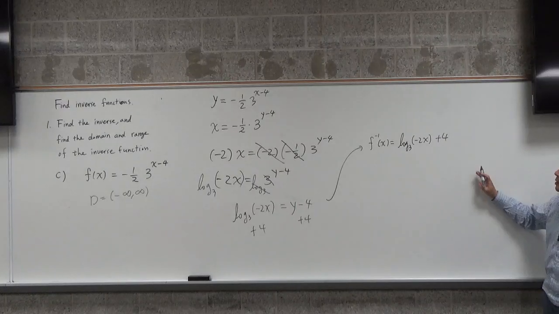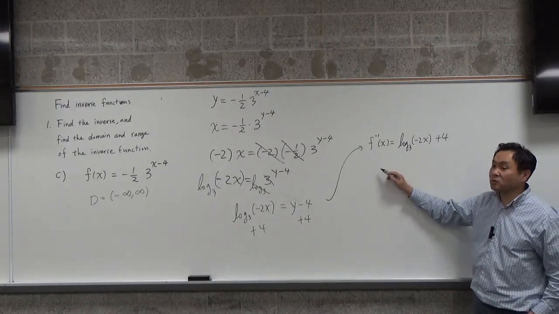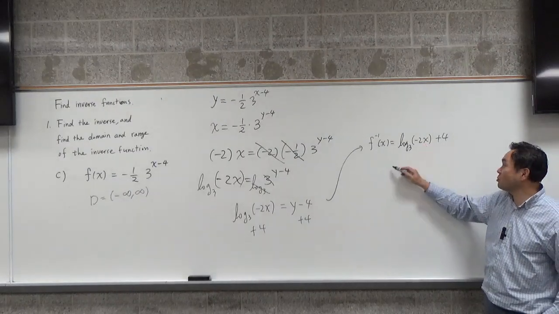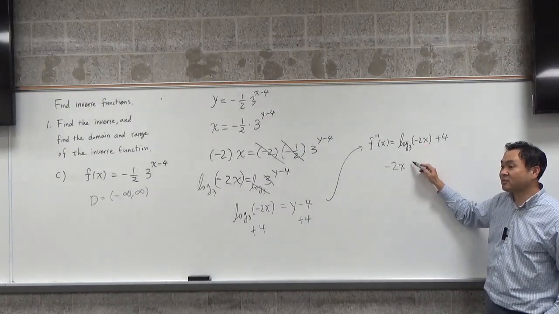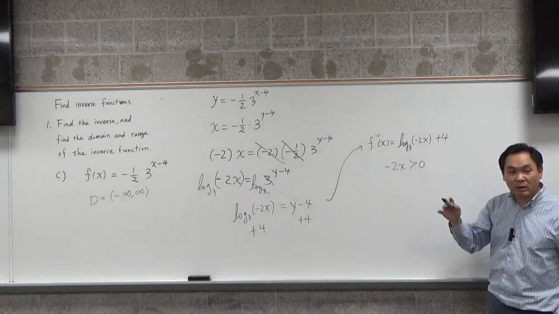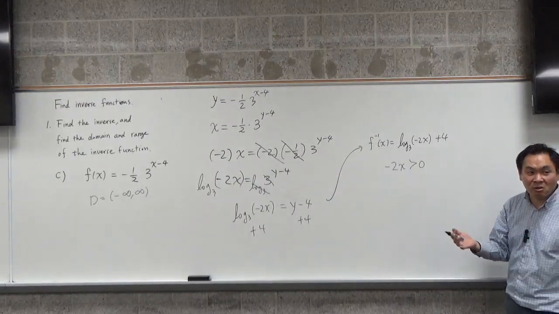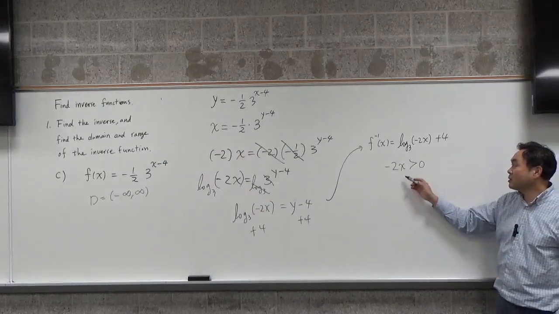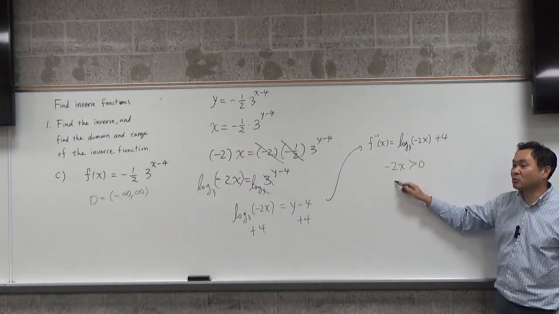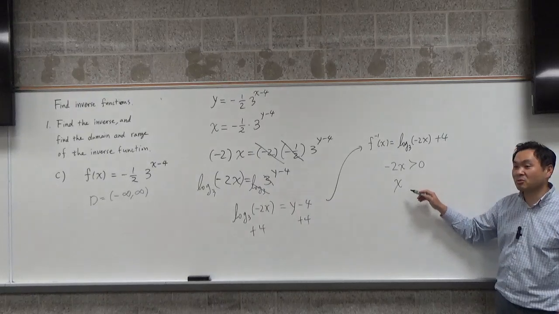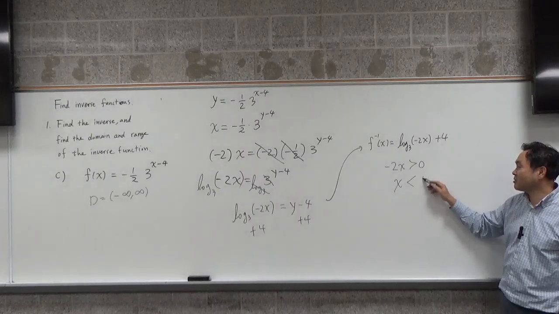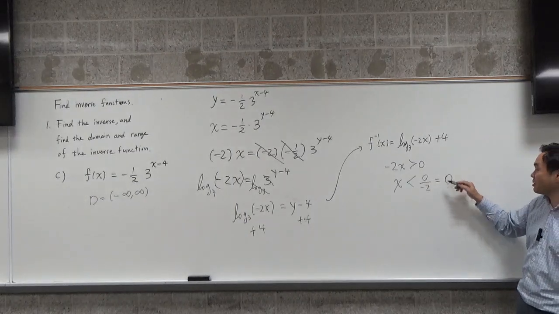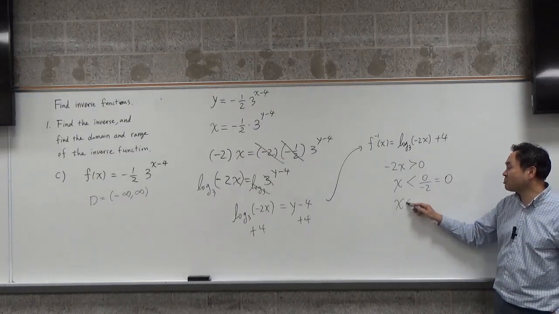All right. What's the domain? How do you find the domain? Take whatever is inside the log. What do you say? It's greater than 0, always. Okay, whatever is inside the log, just say that's greater than 0. That's how you find the domain. Okay, and then you divide by negative 2. What do you have to do if you divide by negative 2? Switch the sign, 0 over negative 2. But 0 divided by negative 2 is 0, right? So x just has to be less than 0.